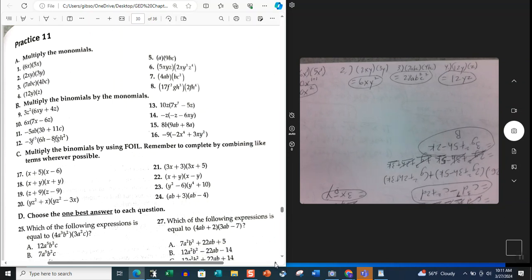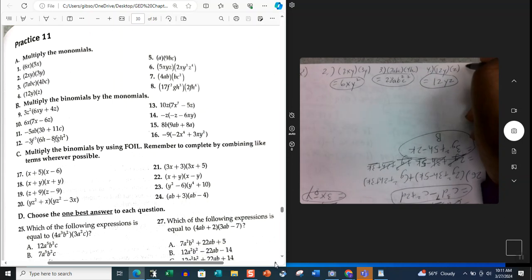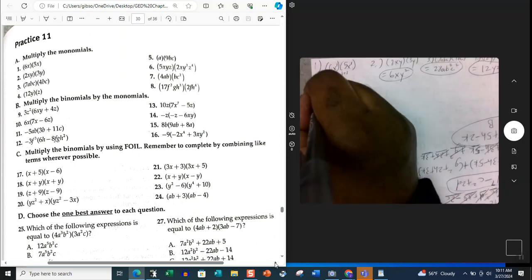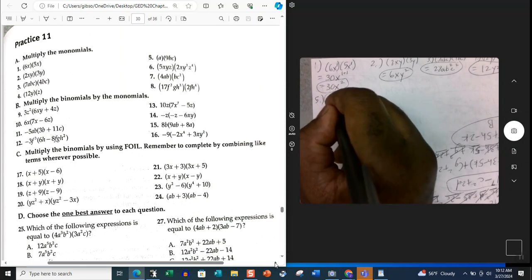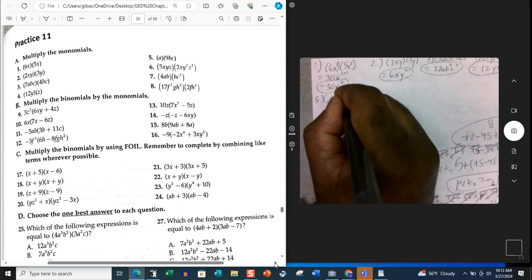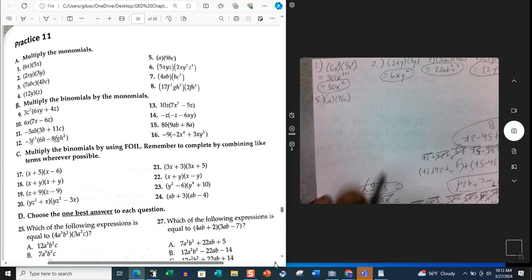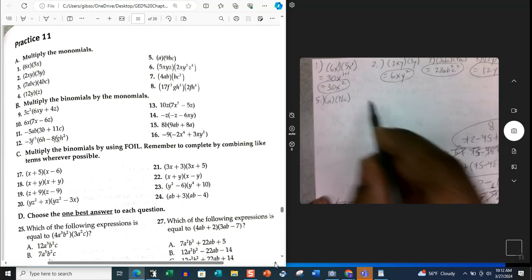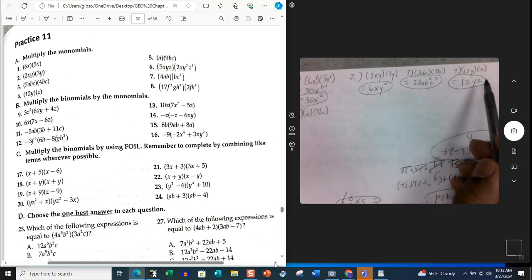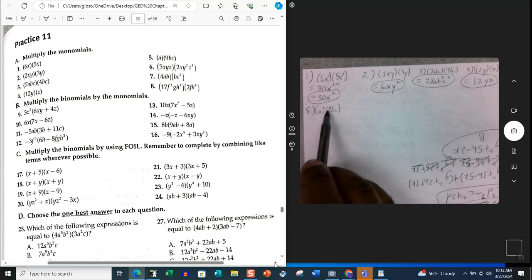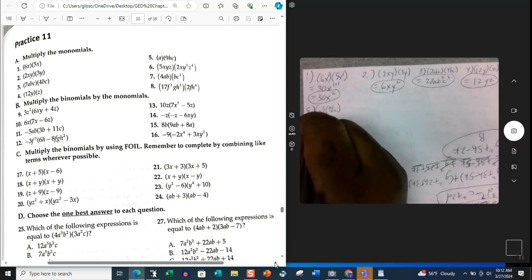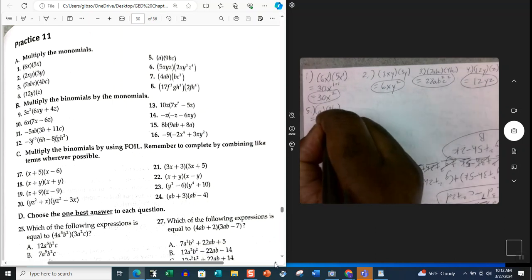Okay, number 5. Number 5, you have a times 9bc. Now, if you notice here, this is basically the same as number 4. First of all, you have no like variables, and then you have a number times a 1 that's not shown. So this would be 9abc.